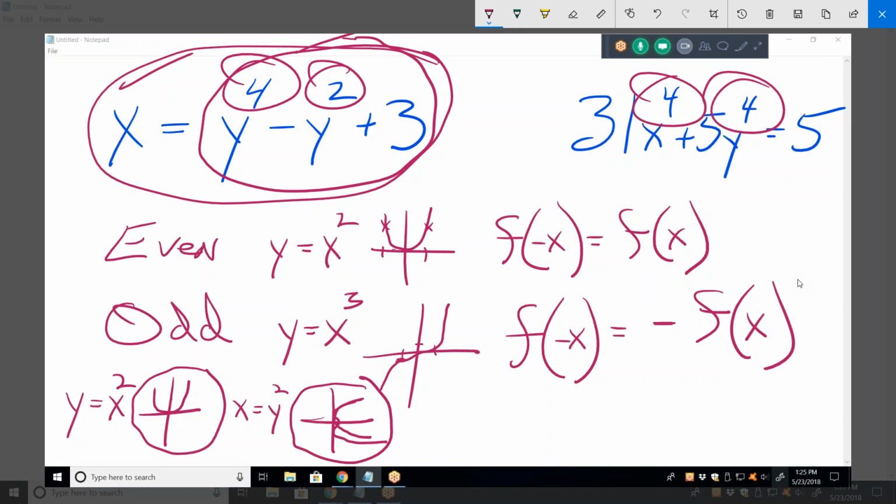Still going to have symmetry over the x-axis because that's to the fourth power, that's to the second power. In other words, see, substituting minus y instead of y does not change anything. That's going to give you symmetry over the x-axis.